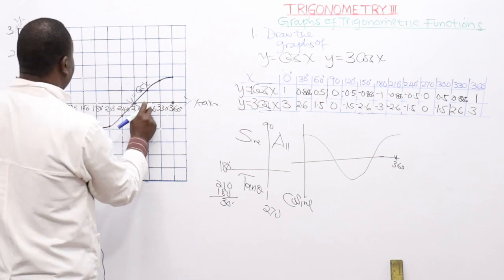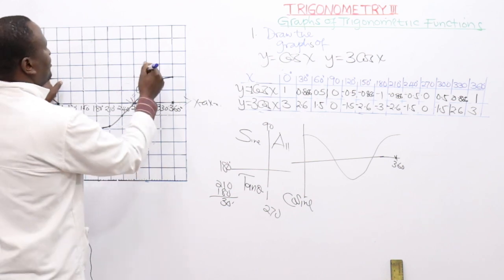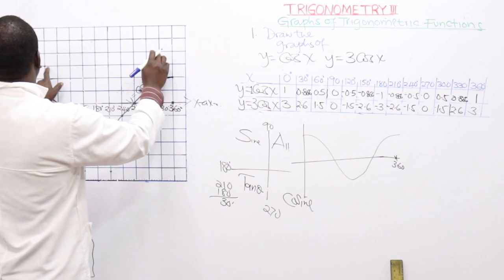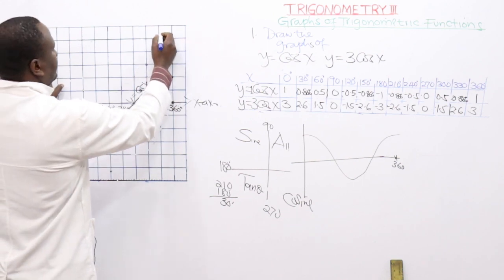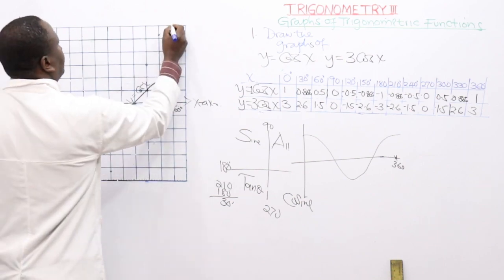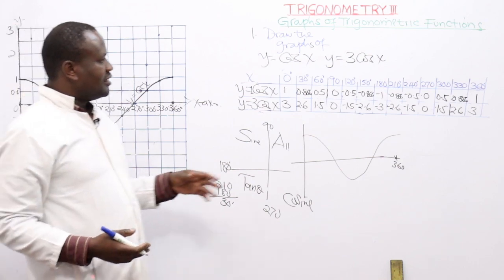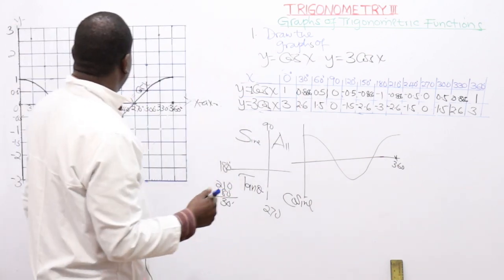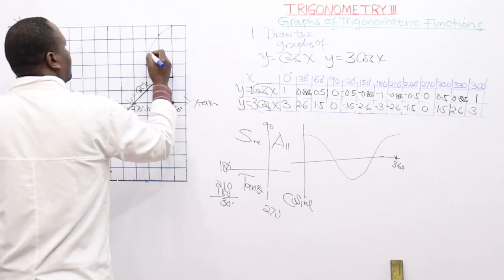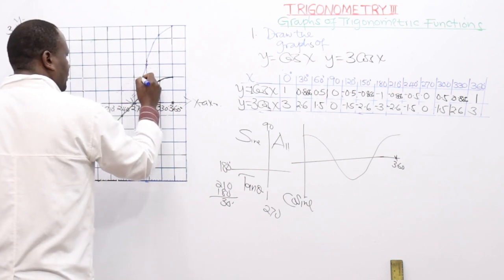Now 300. You just check the other one is here. So the other one should also be here. 330 should be parallel to the other one. 2.6. 360. You see, you just plot easily because the values are parallel. Then you draw a smooth graph.